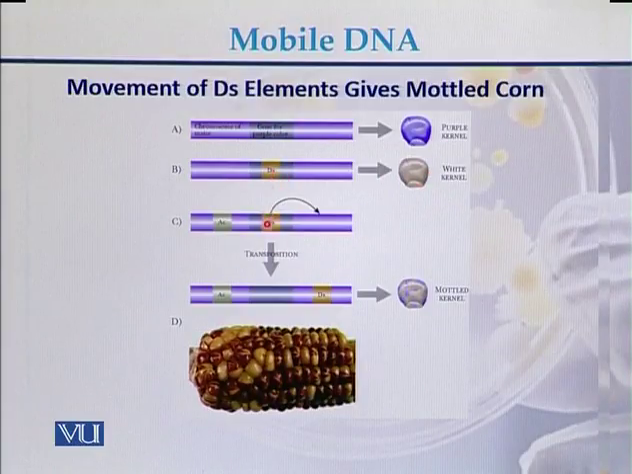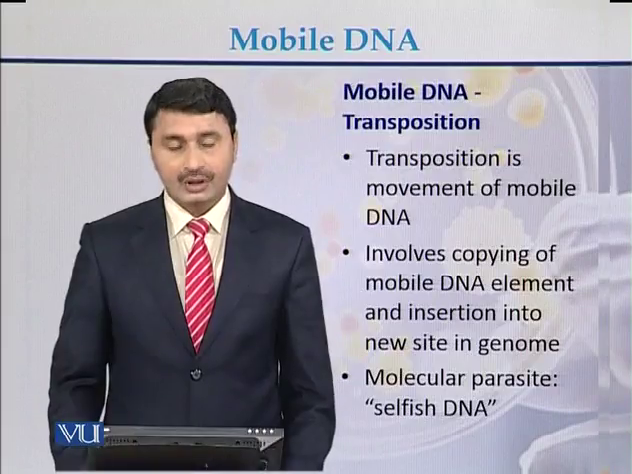If the dissociation elements move from one location to another, it gives the kernel a mottled color. So this is how mottled maize looks. This mottled colored maize appears due to the movement of the dissociation elements from one place to another place in the genome of the corn.